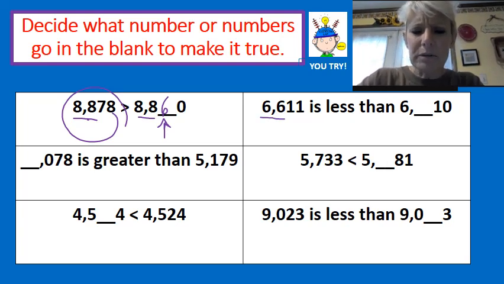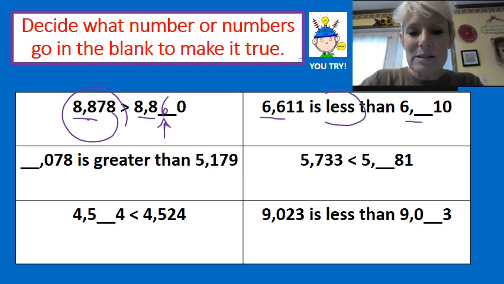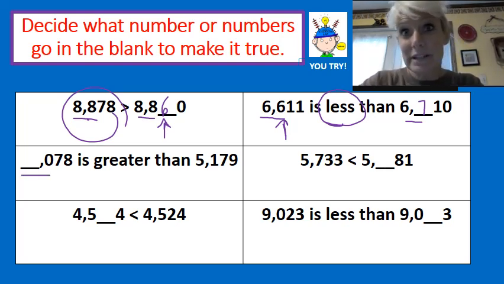Over here, I'm going to put my 2 6s and my surprise number there. I need this to be less than. So if I've got a 6 in the hundreds place and I need it to be smaller or less than, I can put a 7 right over here. 6,611 is less than 6,710.